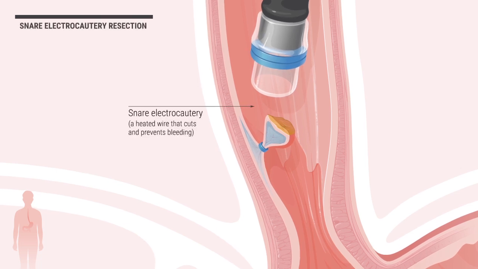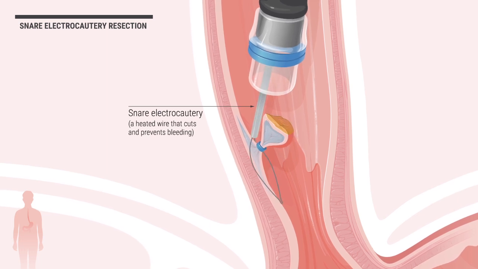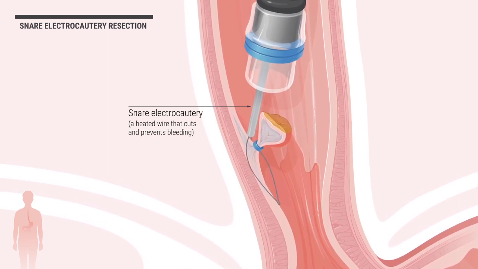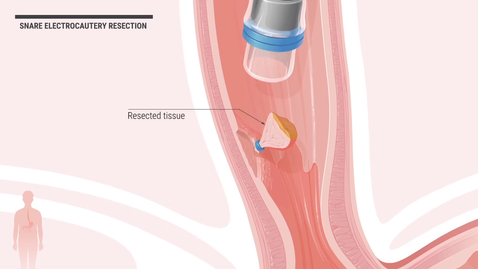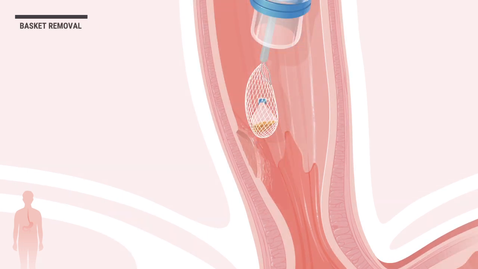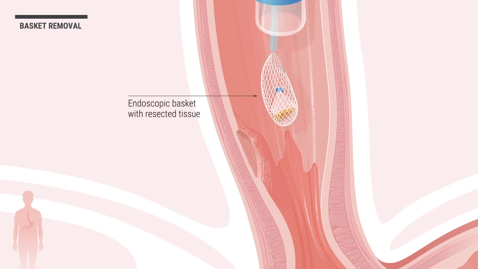Next, a snare is introduced through the endoscope and placed under the previously placed band. The doctor tightens the snare and the banded tissue is cut off or resected. The resected tissue is placed into and removed with an endoscopic basket. The esophageal wall is left to heal.